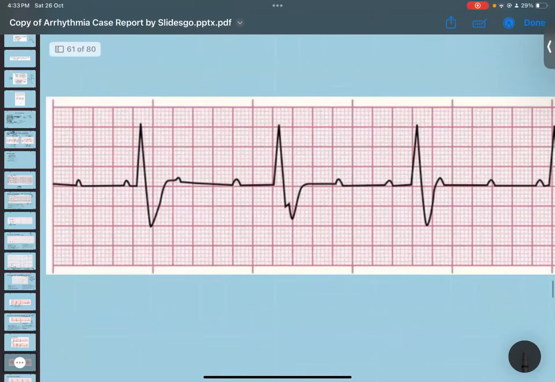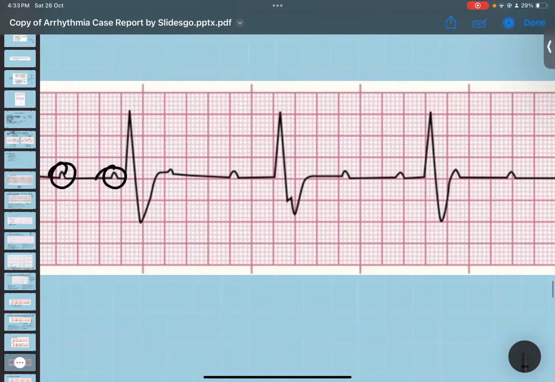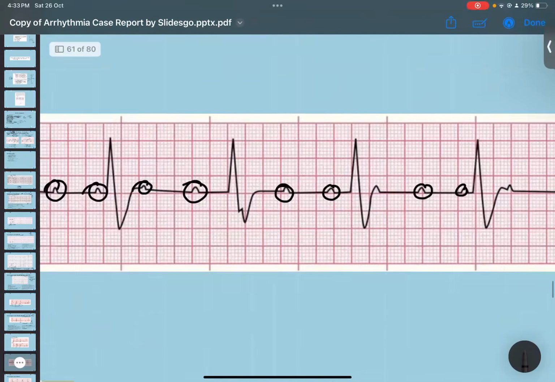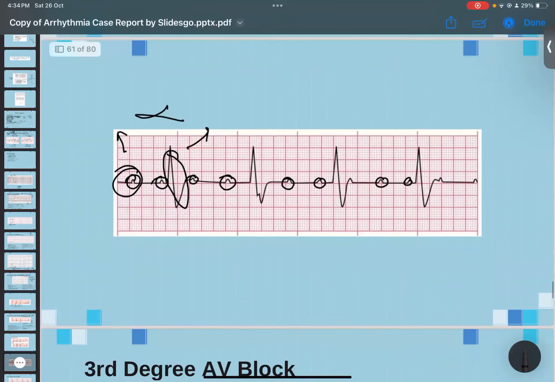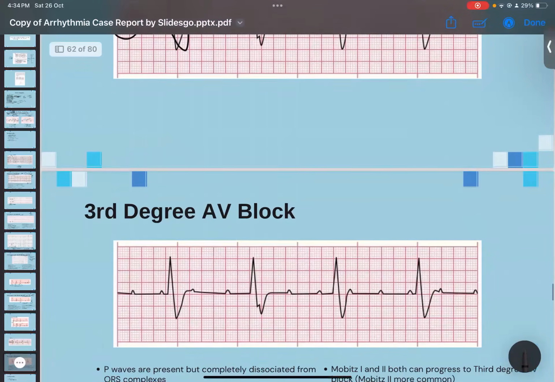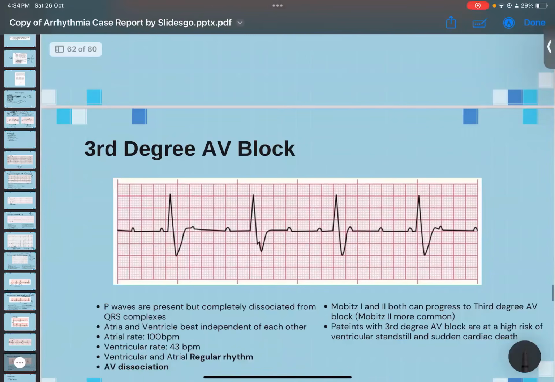Coming to Mobitz 3, you have P-wave, P-wave, P-wave, P-wave again, P-wave again. You have P-waves, right? But there is literally no relation to the QRS complexes whatsoever. It's like the atria are contracting in their own time. The ventricles are contracting in their own time. So they're completely independent of each other. There is literally no association between the atria or the ventricles, okay? And this is something that's called AV dissociation. And this is what you see in cases of a third degree AV block, atrial and ventricular dissociation.